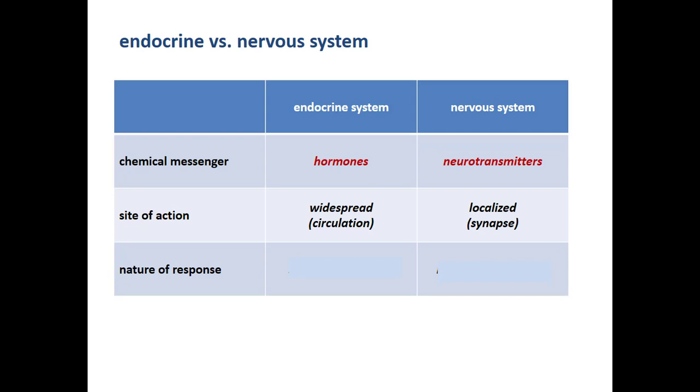The nature of the response refers to the speed with which these systems can bring about effects. In the case of the nervous system, the effects are very rapid and short-term. Neurotransmitters are released into synapses. They have effects on effectors, but they are short-lived effects. The endocrine system, on the other hand, has very slow and long-term effects. Hormones are released into the blood, where they circulate for minutes, hours, or days, depending on the hormone.